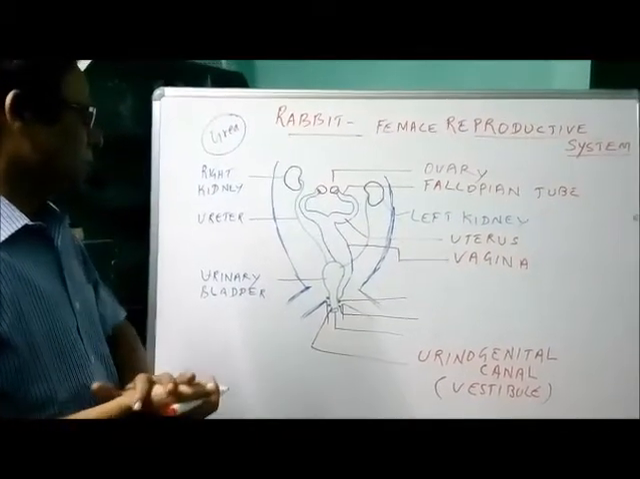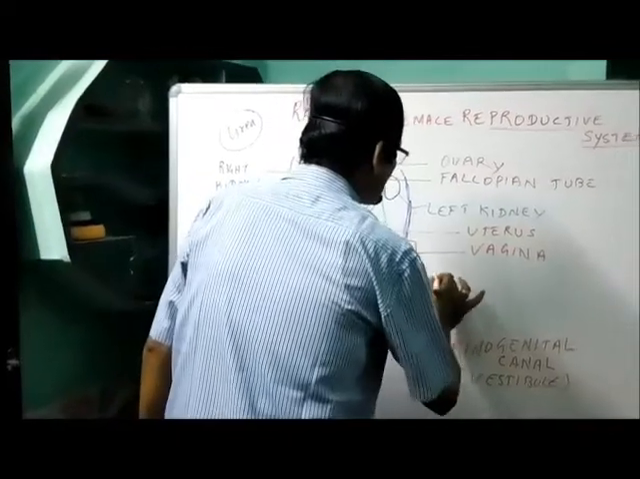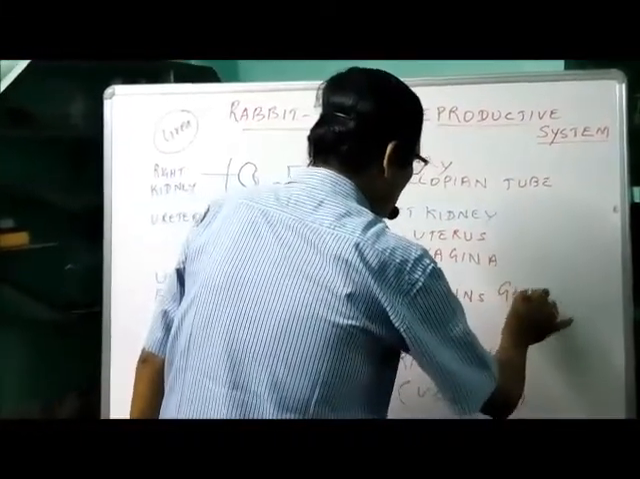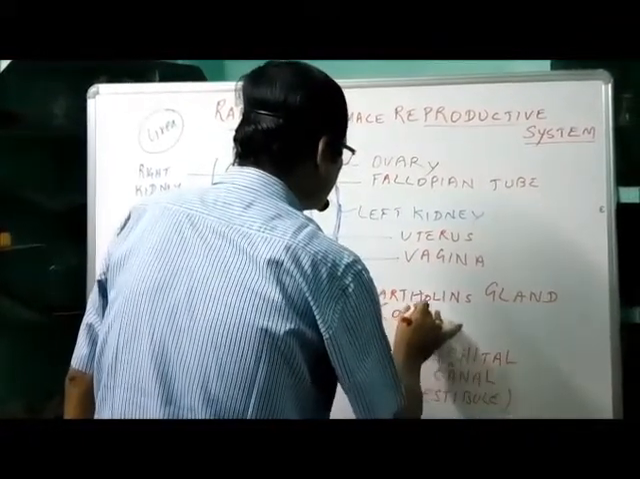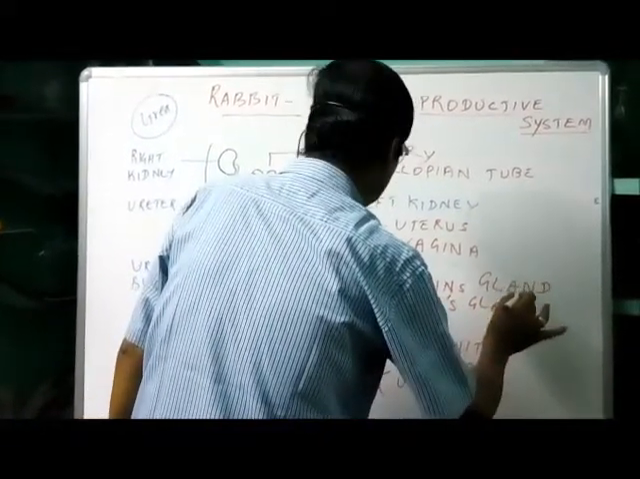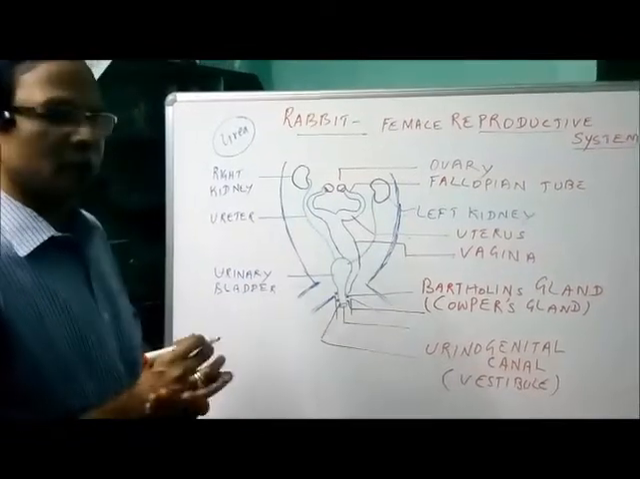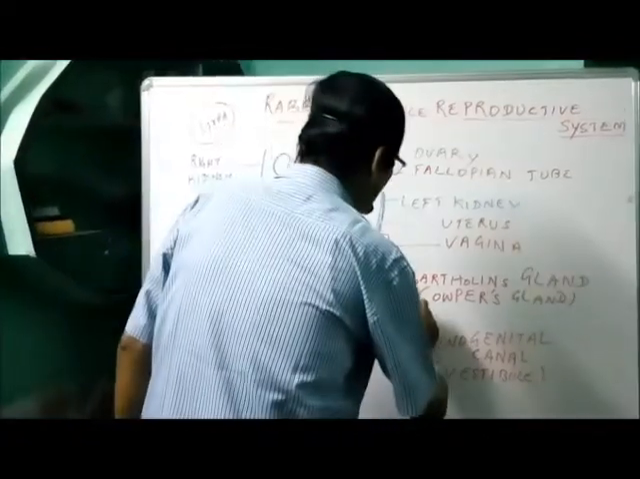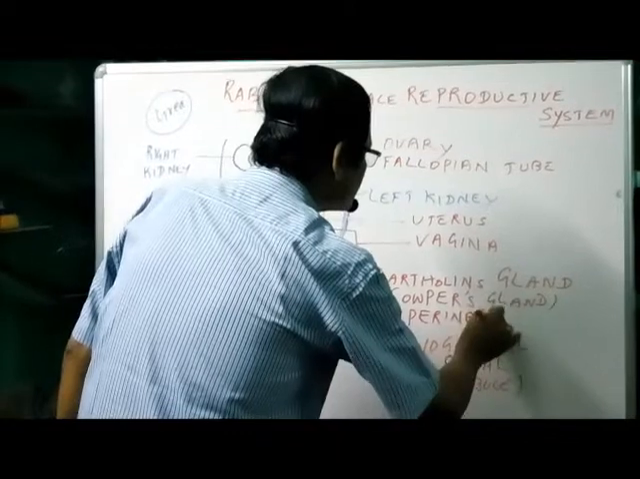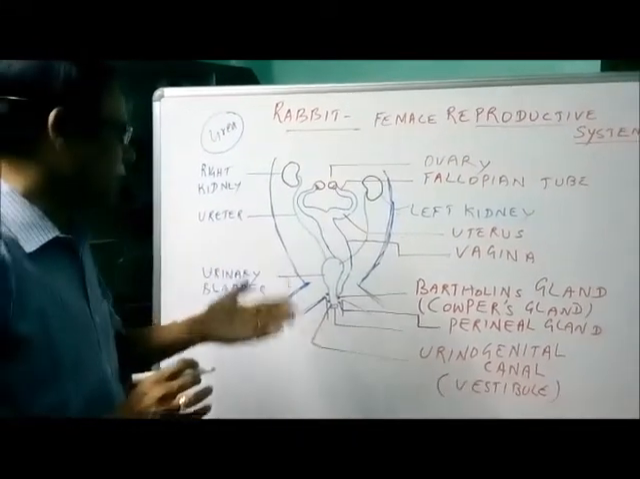Then the following are the associated glands of the female reproductive system. We have Bartholin's gland, also called Cooper's gland. Here it is called Bartholin's gland, and it is also called Cooper's gland in your book. Another gland situated near the anal region is the perineal gland, as in the case of the male. So these are the associated glands of the female reproductive system.